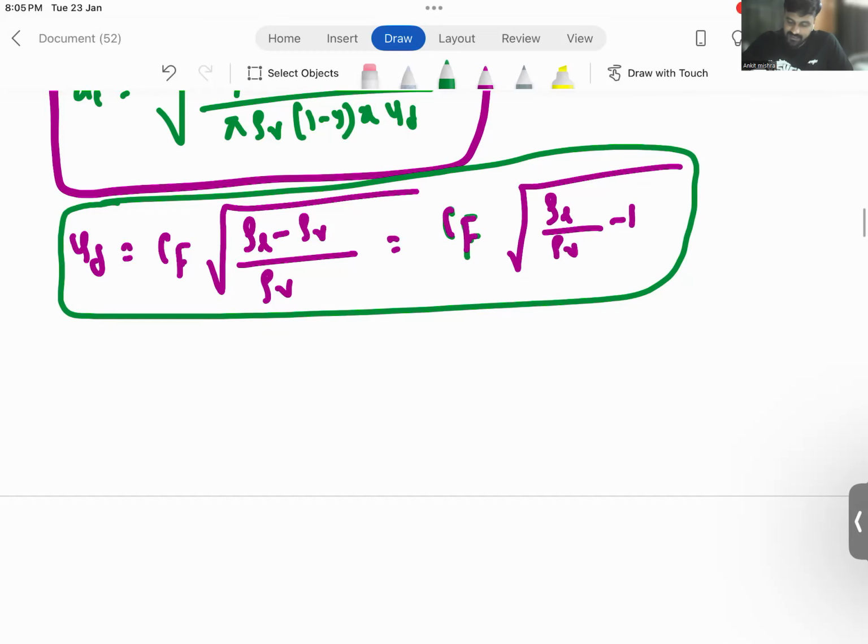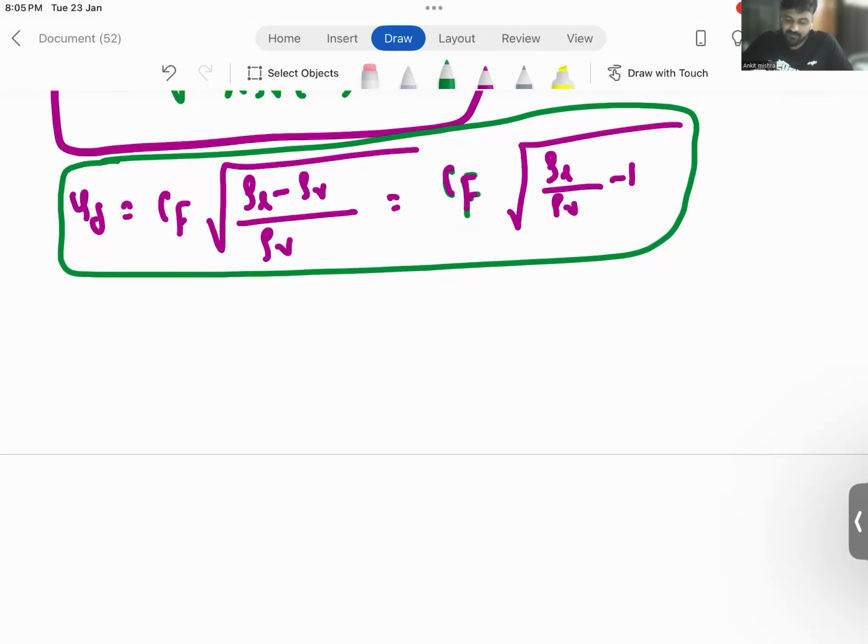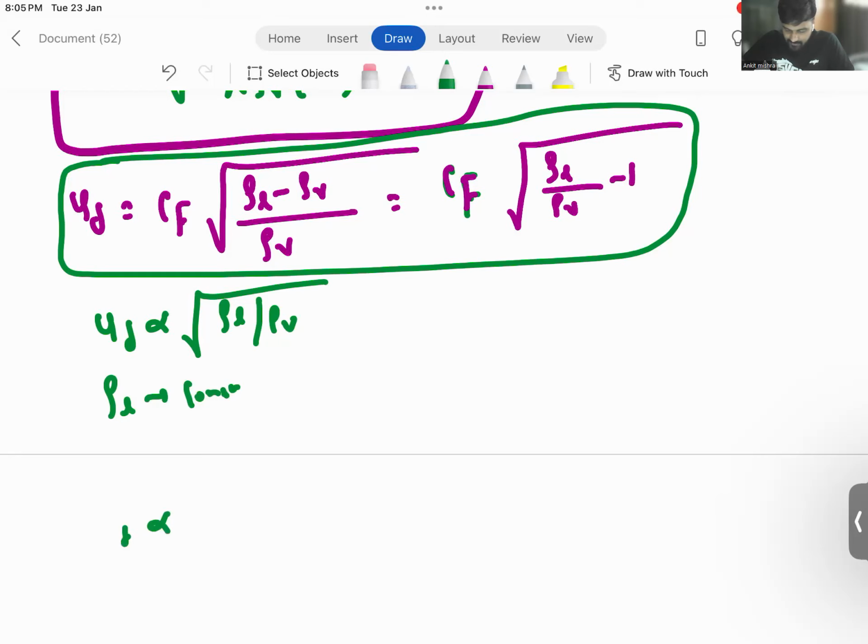And again, what you will see here is that the density of the liquid is constant, it is not going to change very much. But the density of vapor changes drastically with respect to temperature. If you increase the temperature, the density will decrease, right? If you decrease the temperature, the density will increase. It's a very important thing. So here, UF is directly proportional to root of rho L by rho V, and since rho L is constant, finally the flooding velocity UF is directly proportional to 1 upon root rho V. Fine. So this is what the thing is.